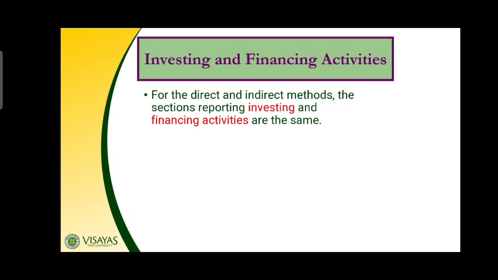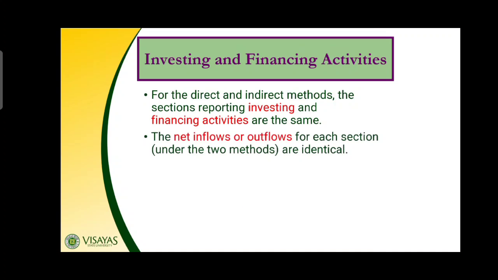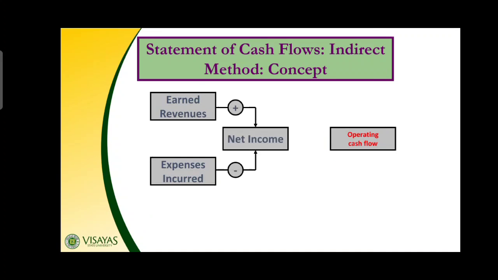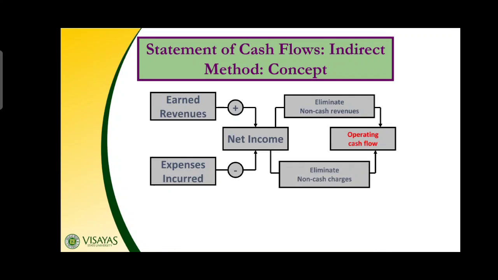So, for the direct and indirect methods, the section reporting investing and financing activities are the same. So, net inflow or outflow for each section under the two methods are identical. So, the operating activities are reported differently. So, parang ganito lang yan, yung operating activities natin. Pwede siyang indirect, pwedeng direct. So, sa indirect method, ayan yung earned revenues natin minus yung expenses is the net income. So, we eliminate the non-cash revenues and we eliminate the non-cash charges. That's why we get the operating cash flow from the indirect method.